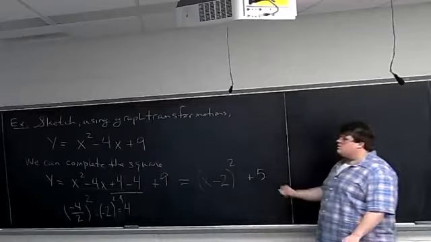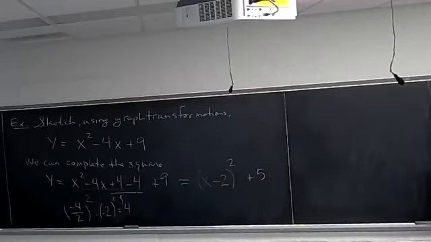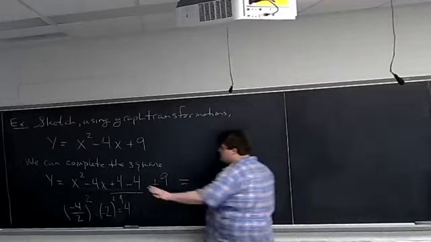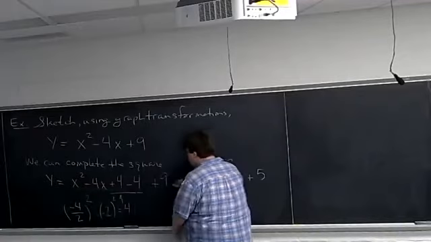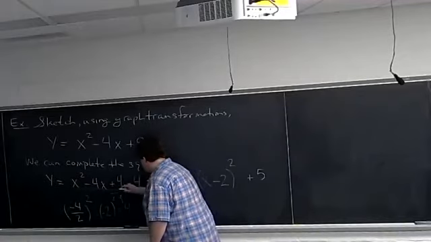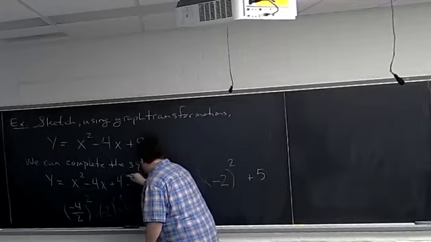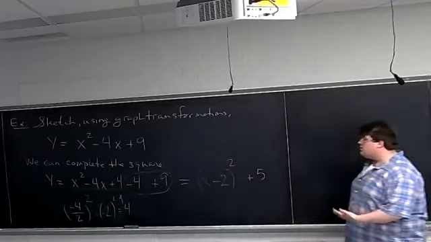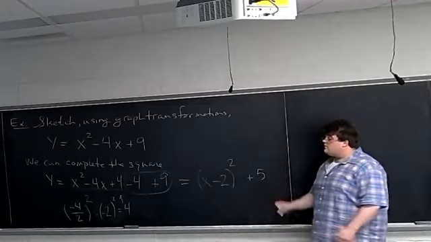Any questions about finding that? How did you get the 5? The first 3 became the square, and we were left with, I'll put a circle instead of a lot of underlines, negative 4 plus 9, which adds to 5.